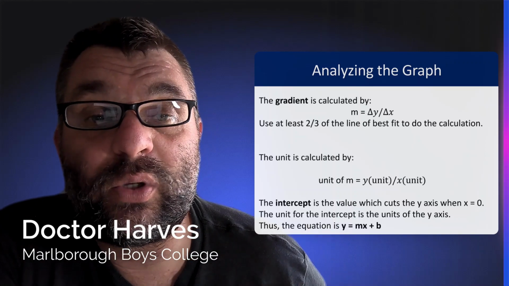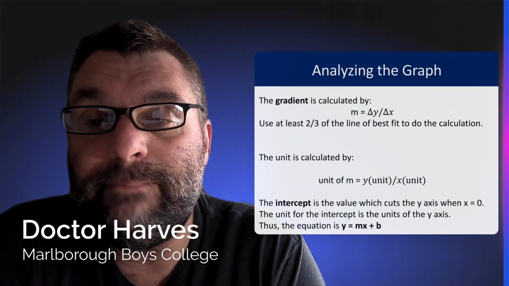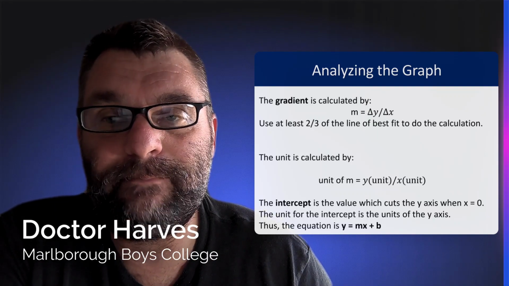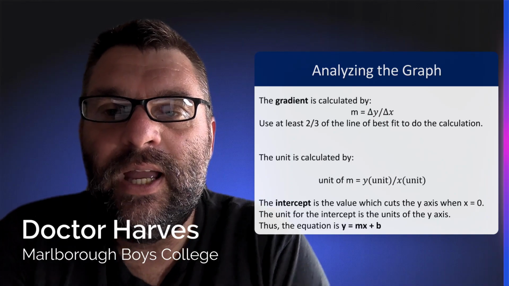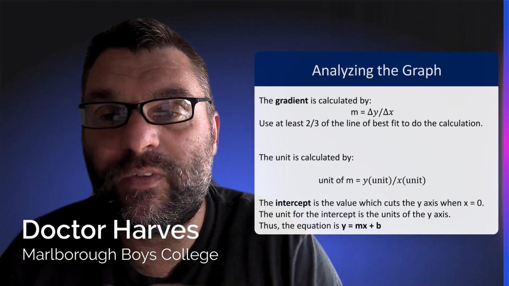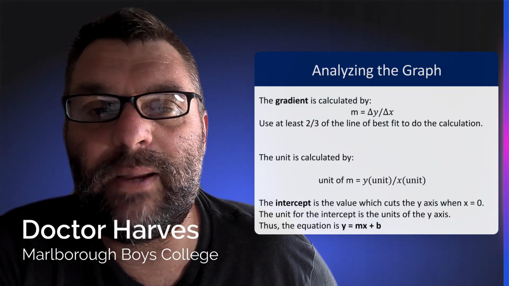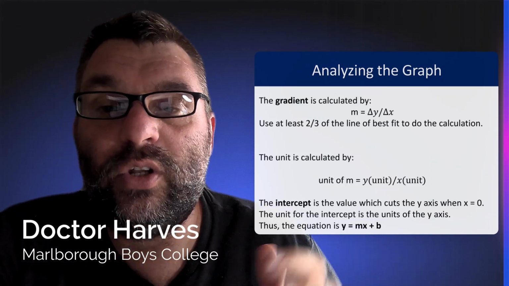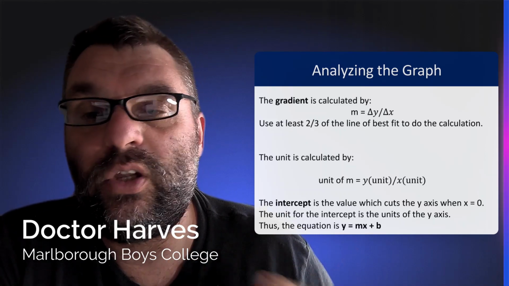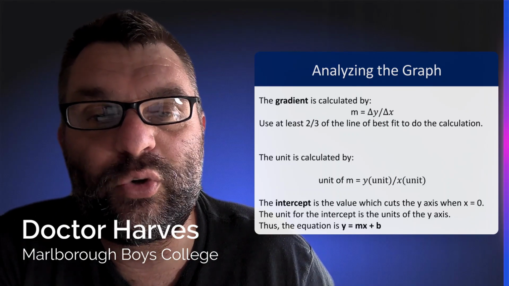The unit is calculated by basically the unit for y divided by the unit for x. So for example, if it's going to be force against, say, the extension of a spring, then the units will be force divided by distance, the unit of force being newtons and the unit of distance being meters, so it's newtons per meter as the unit for the gradient.